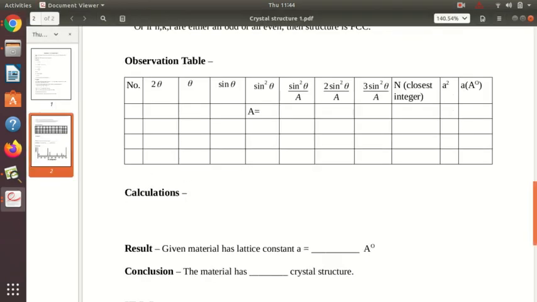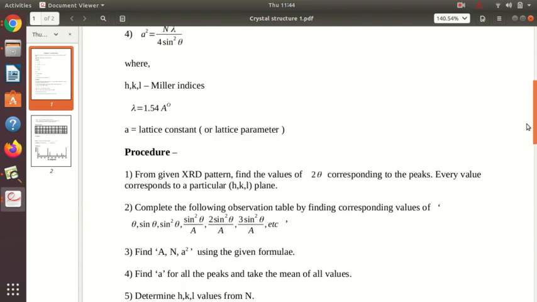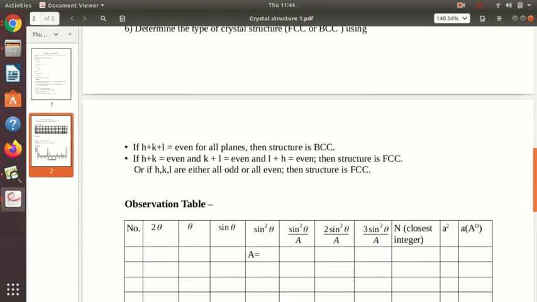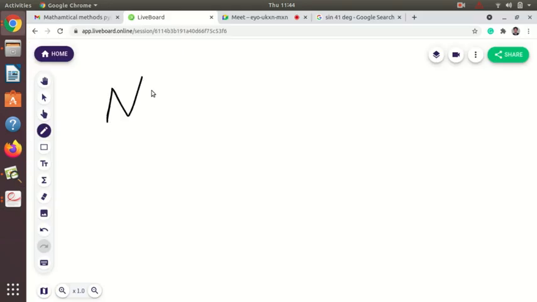Okay, we have value of a square. So here you know what is the value of a square. Here it is lambda square. So using that value we can do this. Suppose I get n is equal to 4. So how can I find out whether the structure is BCC or FCC? Okay, you cannot decide this with only one value. I'm just taking one value.